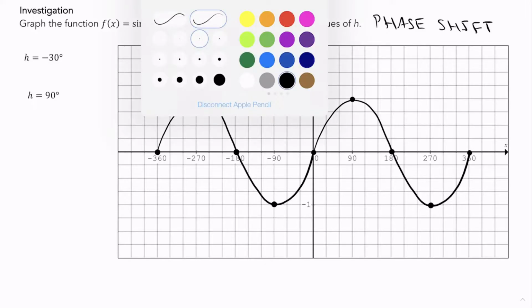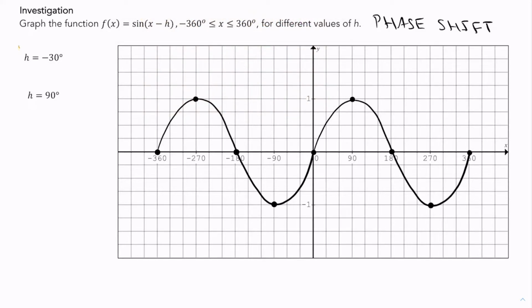So let's start off with our first value for h, which is negative 30. I'm going to substitute it into my template here. And what I get is f of x equals sine of x minus negative 30, or just sine of x plus 30.